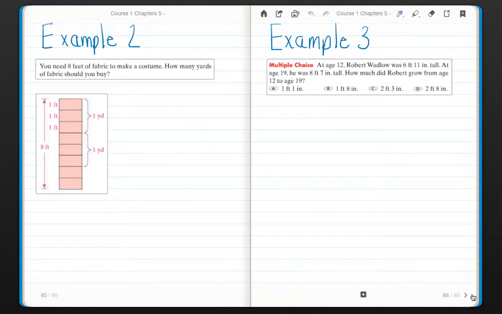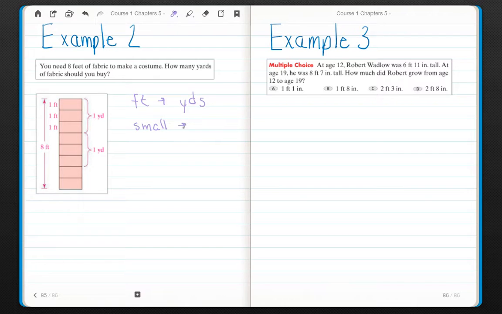You need 8 feet of fabric to make a costume. How many yards of fabric should you buy? So this time, I'm going from feet to yards. I'm going from small to large. Going from small to large, we know that we need to divide. So I have 8 feet divided by what? What do I divide by?